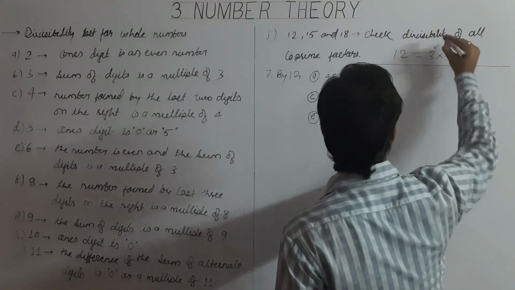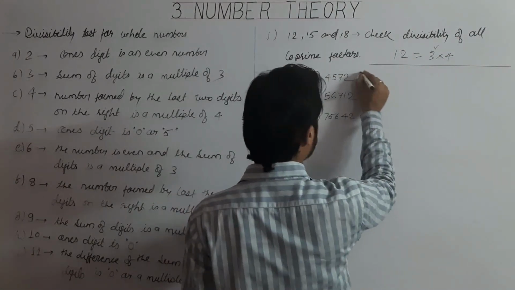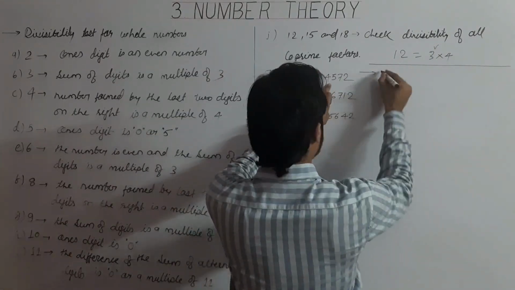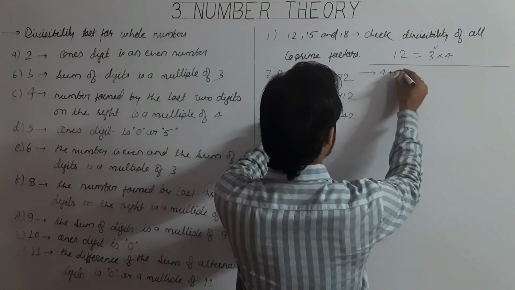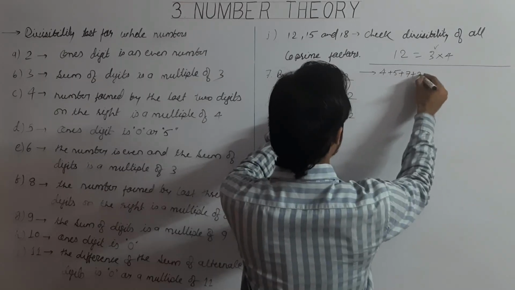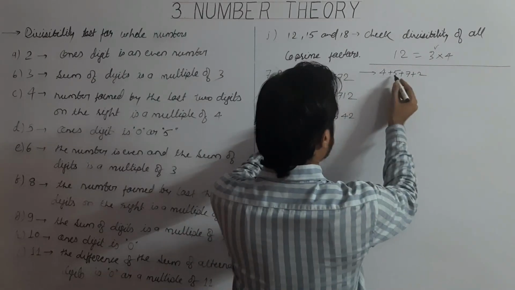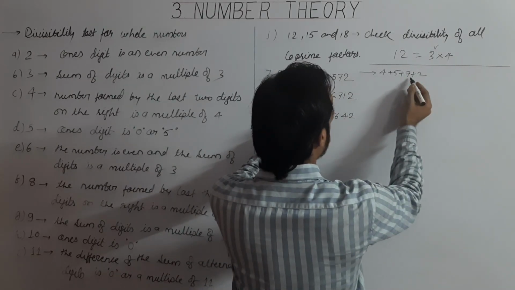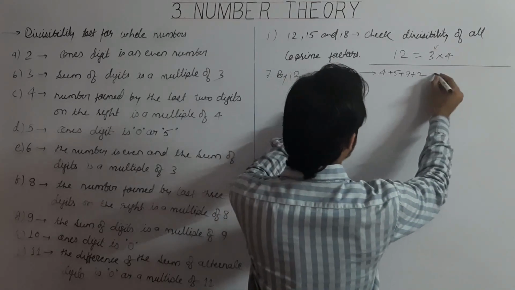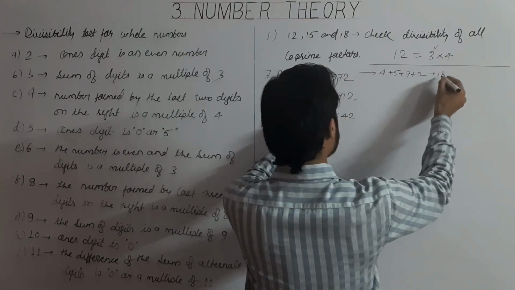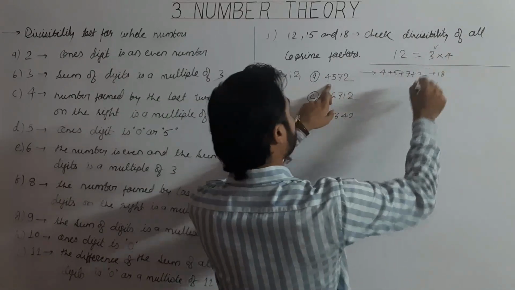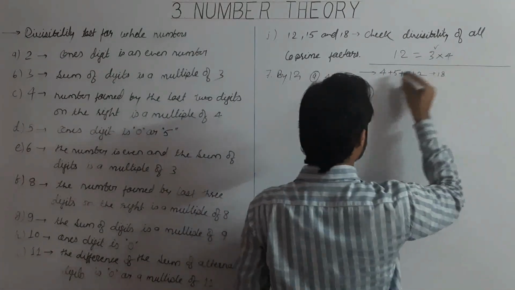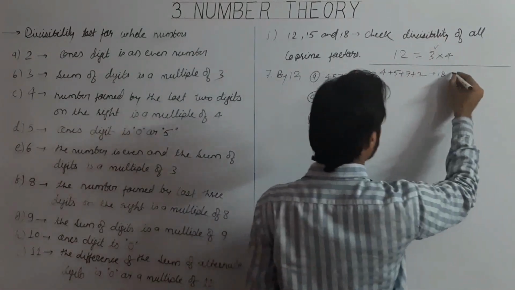So checking for 3 first. For 3, we have to add these numbers. 4 plus 5 plus 7 plus 2. So 4 plus 5 is 9. 9 plus 7 plus 2. So 9 plus 9 is 18. 18 is divisible by 3. 18 is a multiple of 3. So this number is divisible by 3.